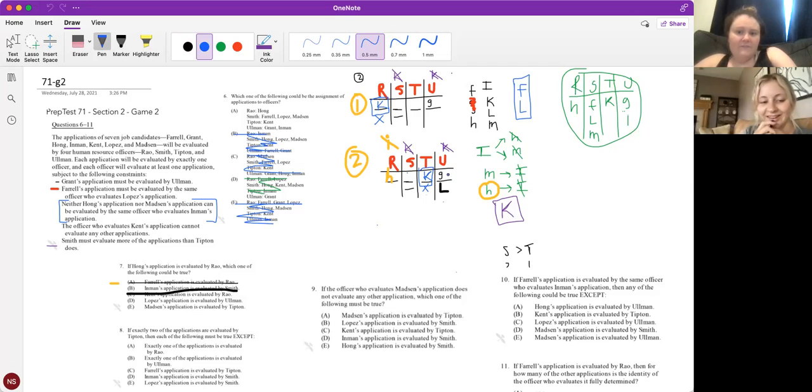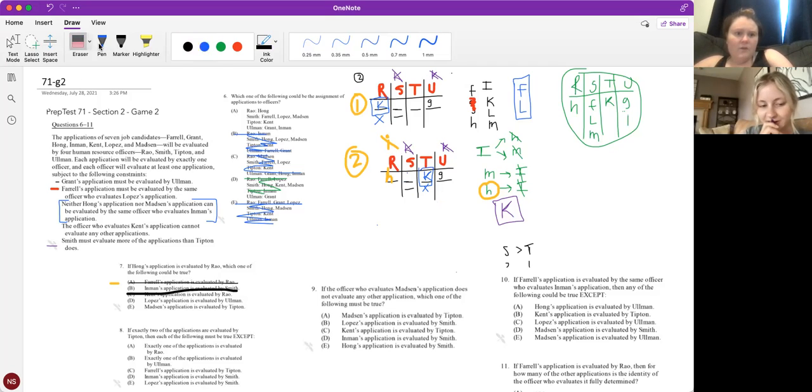Okay, let's see. So we have G, L, F. That's 3, 4, 5, 6. So that would be 7. But that would leave M and I together and S. Oh, okay. So that does work. Yeah, okay, that makes sense.